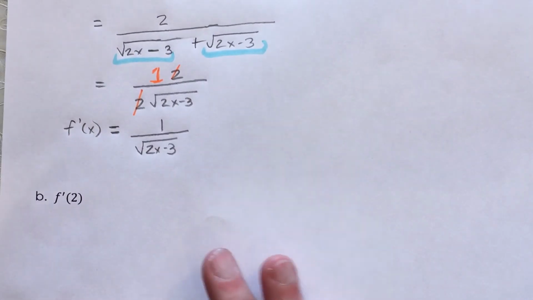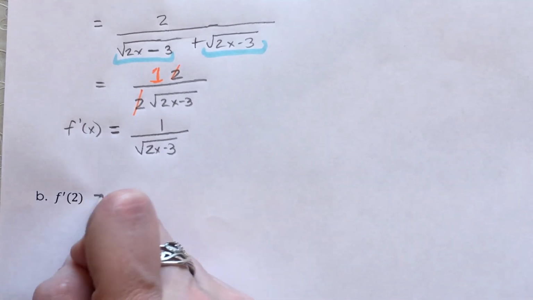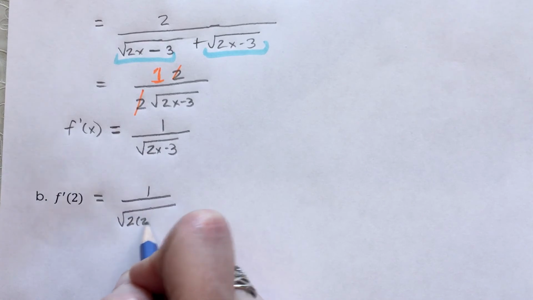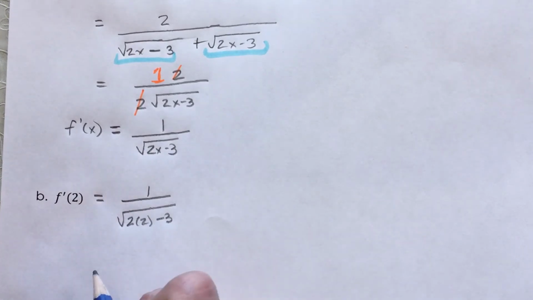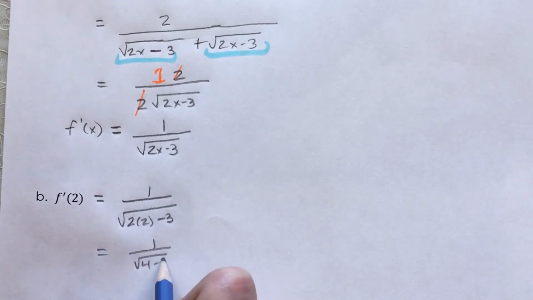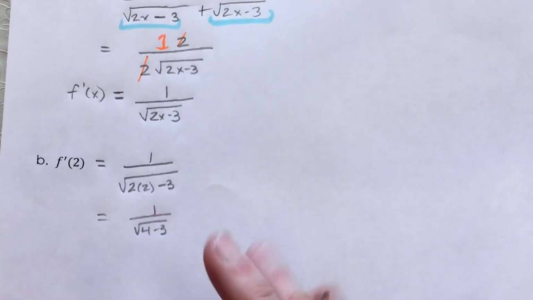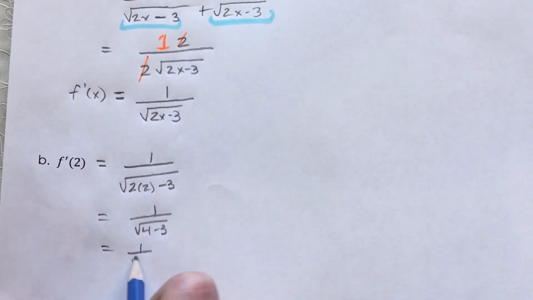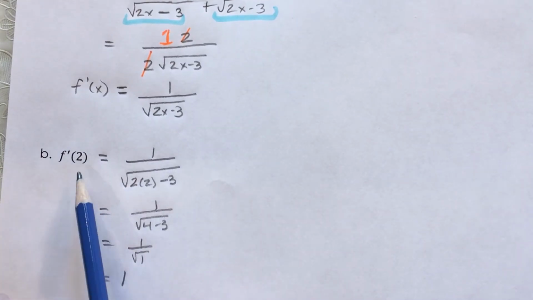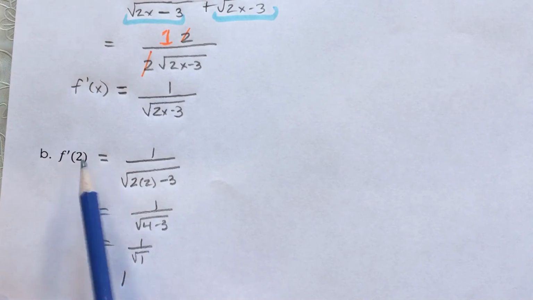And then part B, now they want us to find f prime at 2. So that's just going to be 1 over the square root of 2 times 2 minus 3, which is 1 over the square root of 4 minus 3, which is 1 over the square root of 1, which is just 1. Okay, which means that the slope of the tangent to that curve when x is 2 would be 1.